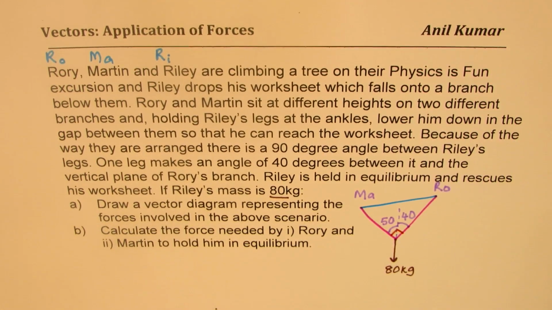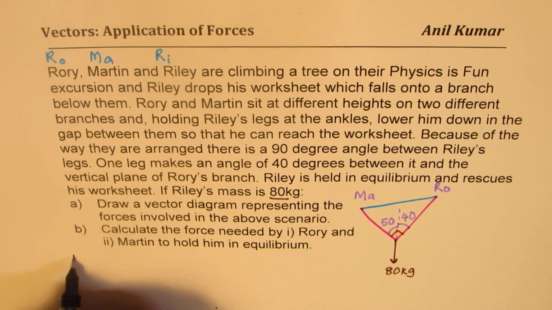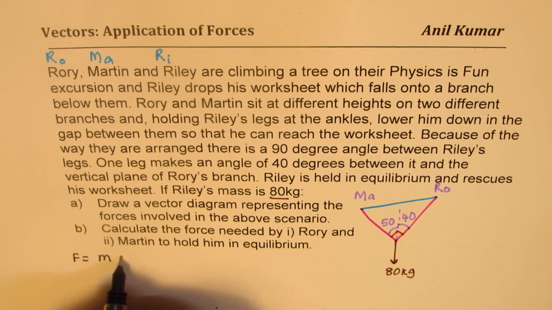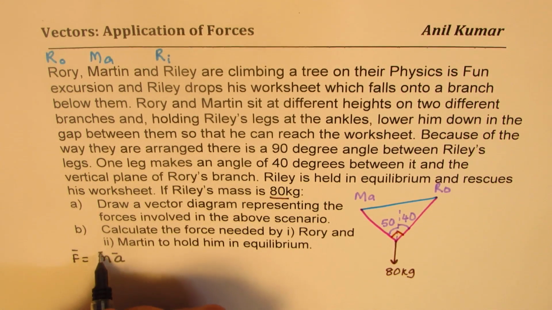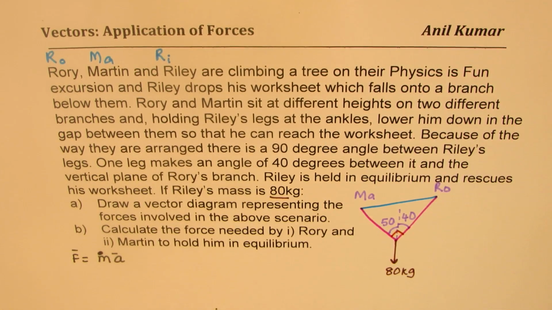Draw a vector diagram representing the forces involved. So we are now talking about forces. So how are mass and force related? Well, force is equal to MA, right? So these are all vector quantities, correct? Since they are vector quantities, we just write this as MA. And mass is a scalar quantity, I'm sorry for that. So it's a scalar multiple, right?